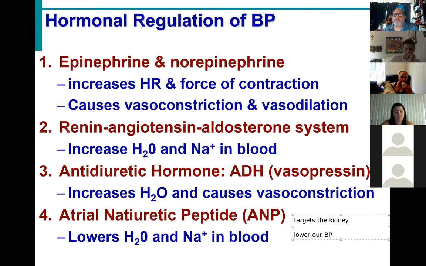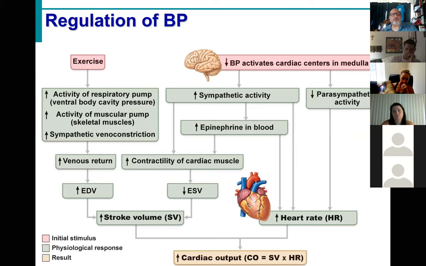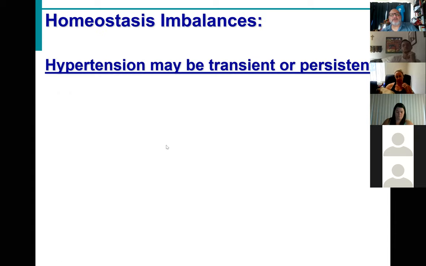All right. Excellent. Great questions, comments. Any others? Perfect. So we have talked hormonal control. We have talked neural control. Here's the pretty picture from your textbook, that flow chart that kind of puts it all together.